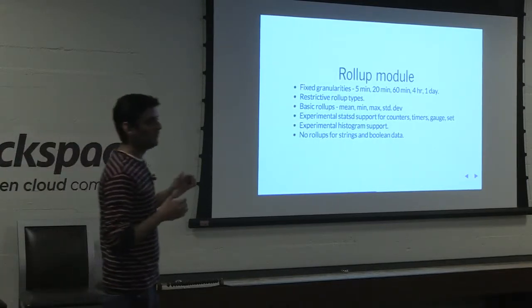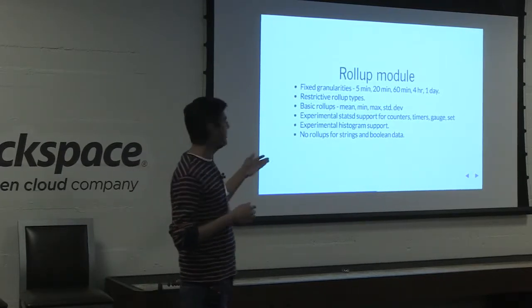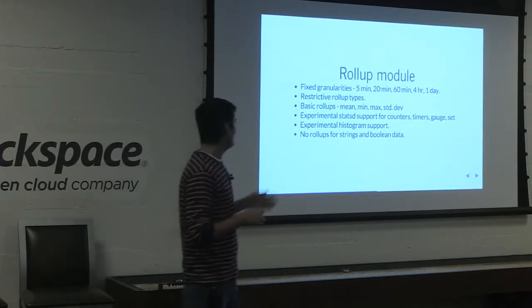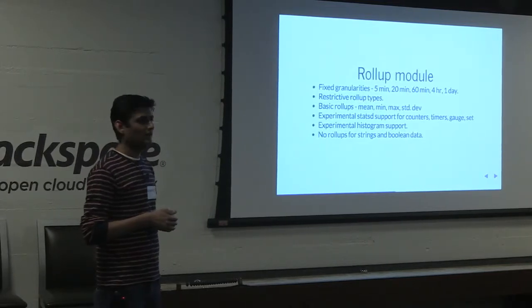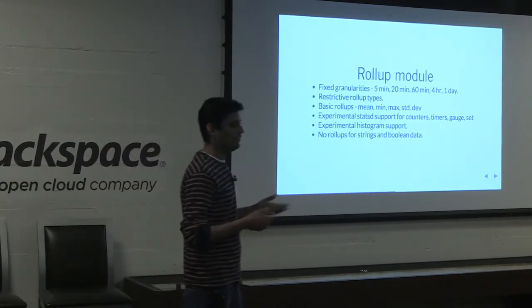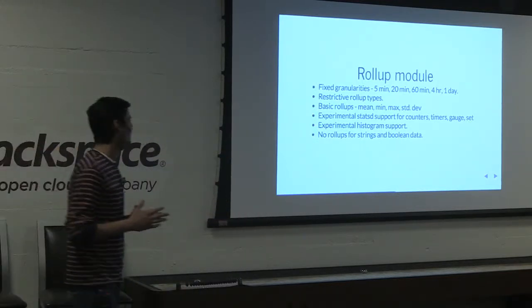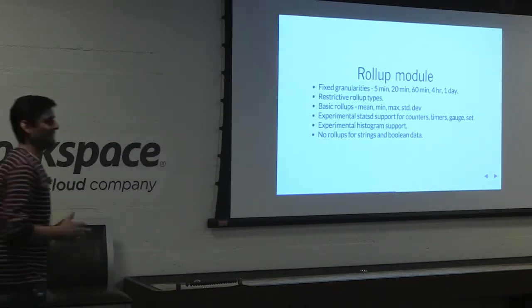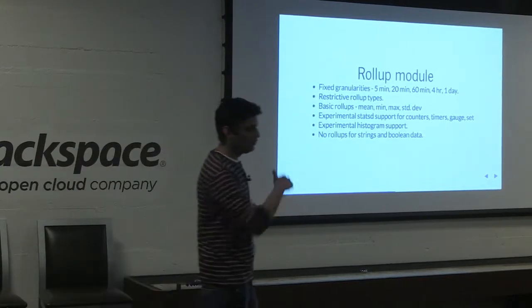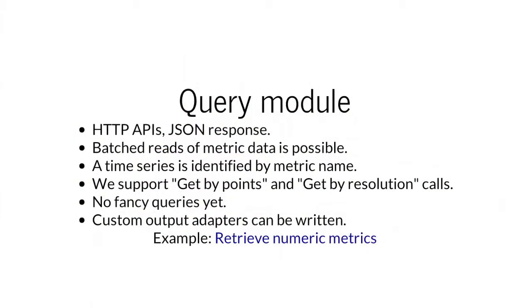We also do a restricted set of rollups. So we do what are called basic rollups, which is just computing mean, min, max, standard deviation for your numbers. That is what we call basic rollup. Apart from that, we also support statsd type of metrics like counters, timers, gauges, and sets. The support is experimental. We're just making a lot of changes. So if you're trying to use this in production, you should expect bugs. Same thing with histograms. We just recently added it. It basically computes your distribution of data for every granularity. And we don't do any rollups for strings and Boolean data.